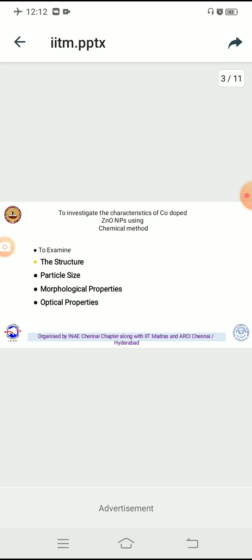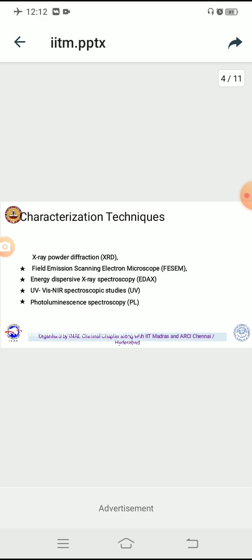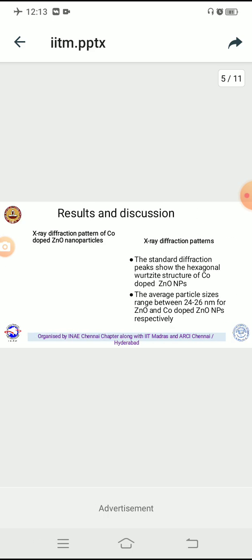To investigate the characteristics of cobalt-doped zinc oxide nanoparticles using a chemical method, to examine the structure, particle size, morphological properties, and optical properties. Characterization techniques: the different types of characterization techniques are given. First one is X-ray powder diffraction, XRD. Second one is field emission scanning electron microscopy, FESEM. Third one is energy dispersive X-ray spectroscopy, EDAX. Fourth one is UV-visible NIR spectroscopy studies. Last one is photoluminescence spectroscopy, PL.